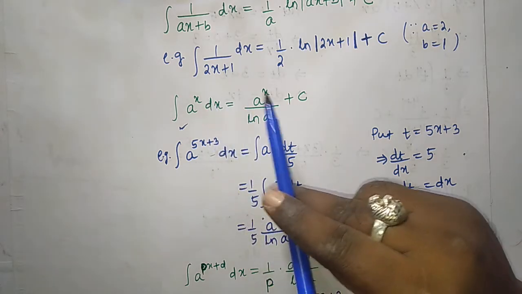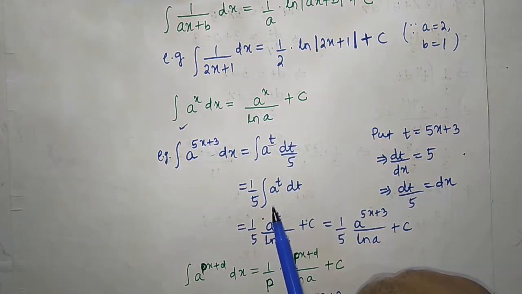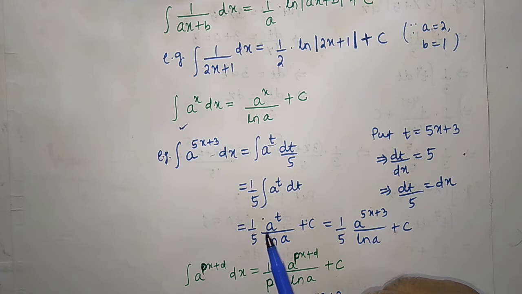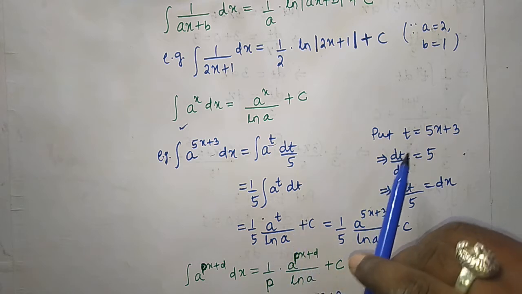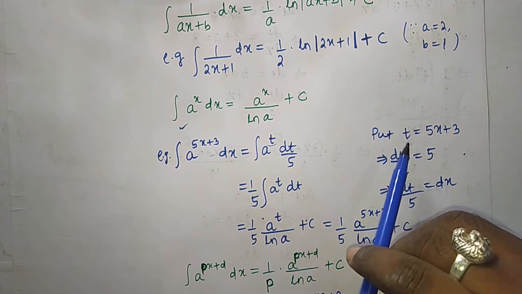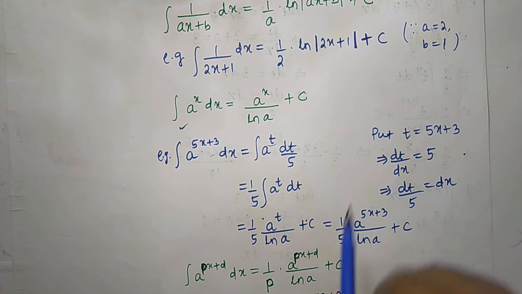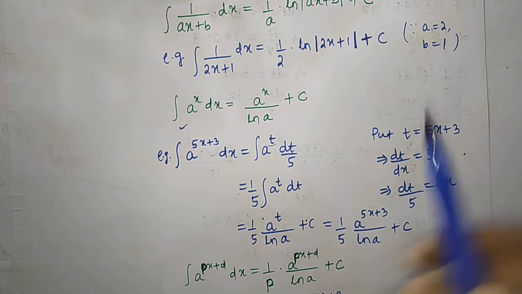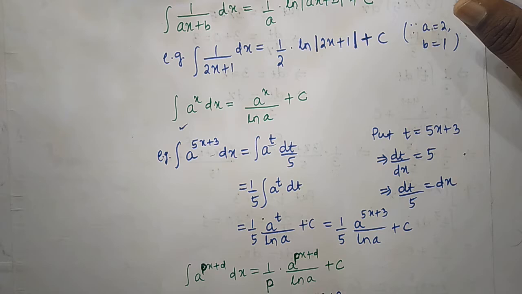Integration of a to the power x is a to the power x divided by ln a plus c. So integration of a to the power t is equal to what? A to the power t divided by ln a, and 1 by 5 was already there. Again put back the value of t here. t is 5x plus 3, so put it here. 1 by 5 into a to the power 5x plus 3 divided by ln a plus c.